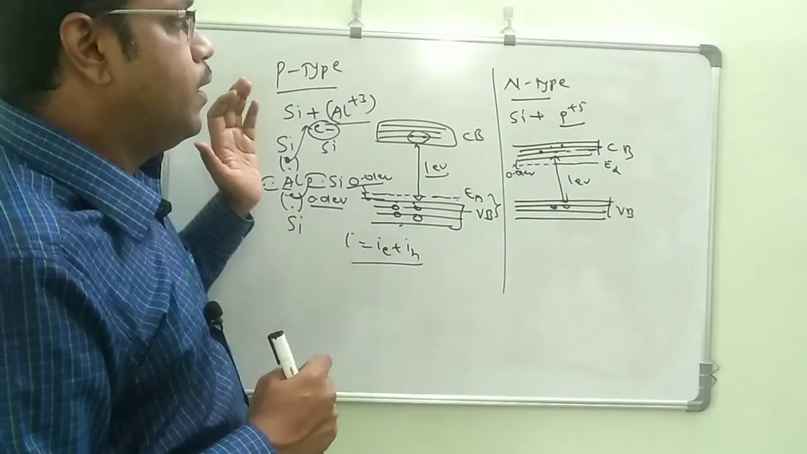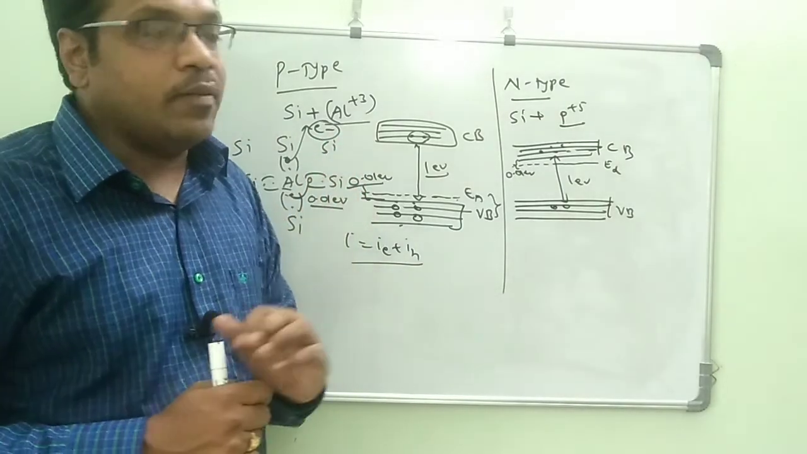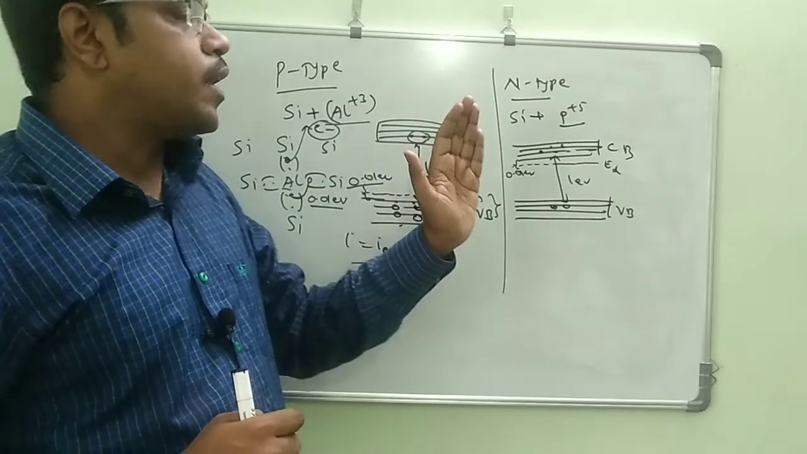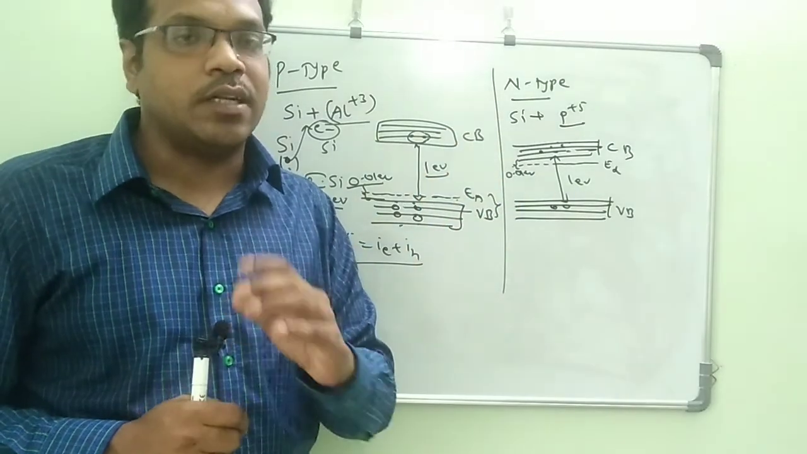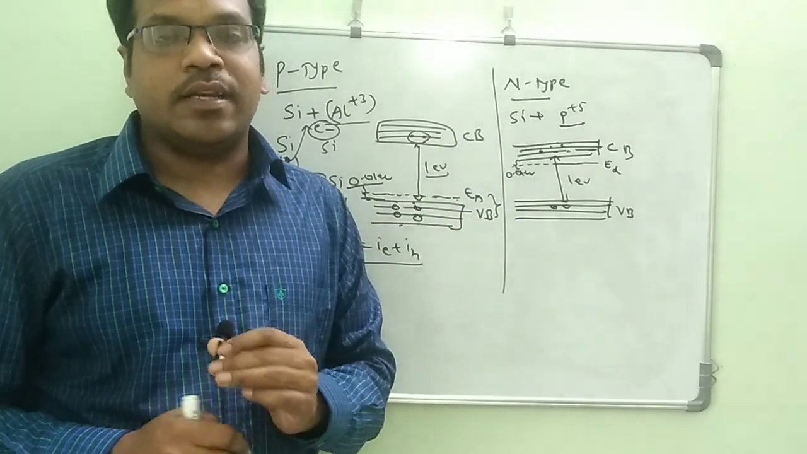Like this we can conclude this introductory part, and we'll combine this p-type and n-type together to form a diode, the junction diode. We'll discuss that in the next lecture.